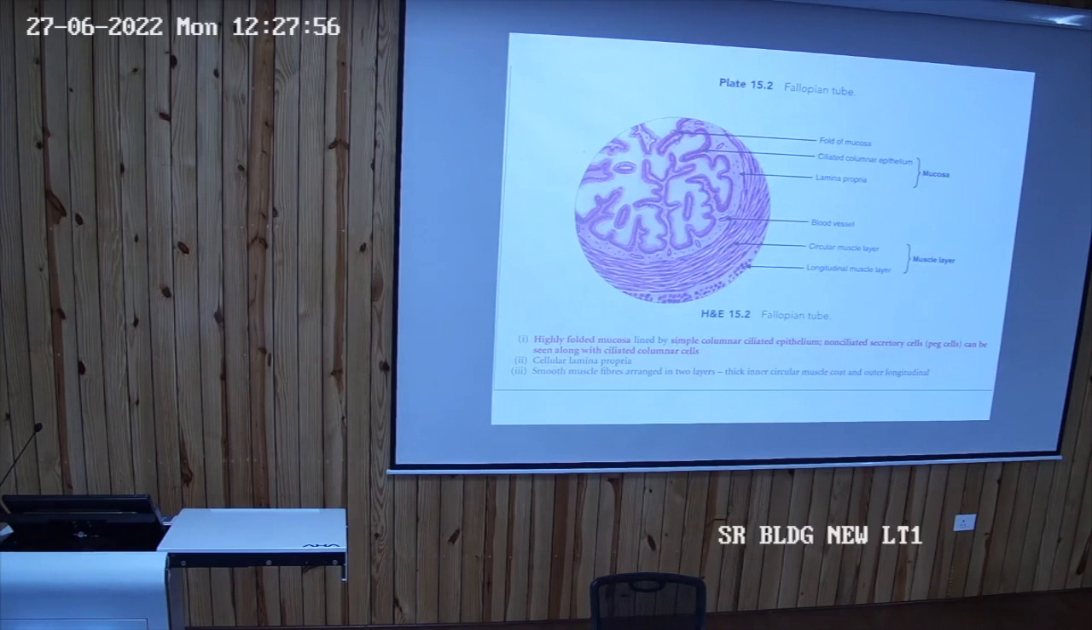When we see the slide of the fallopian tube under the microscope, we find that the mucosa of the fallopian tube shows a large number of folds, and the lumen is only partially visible. You will see in the lumen a large number of folds, and these folds are lined by ciliated columnar epithelial cells. The lamina propria shows blood vessels and nerves, and the muscle coat shows inner circular muscle fibers and outer longitudinal muscle fibers.